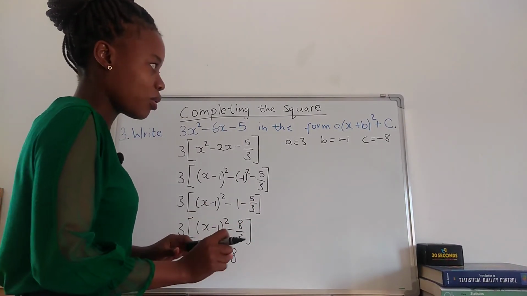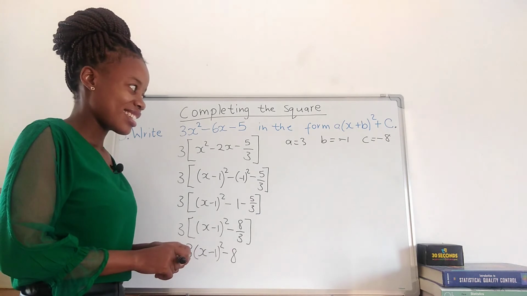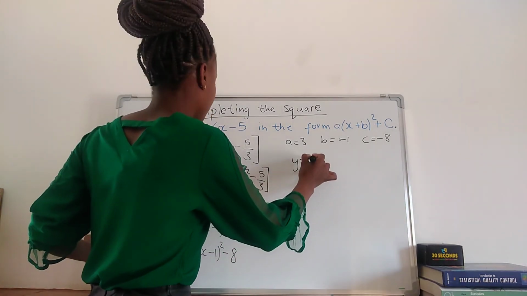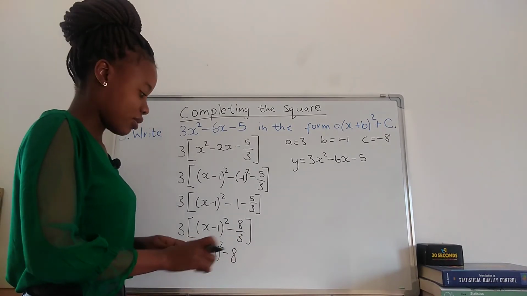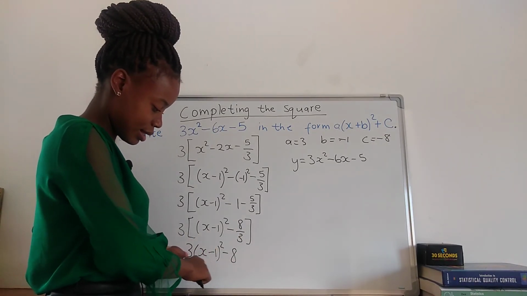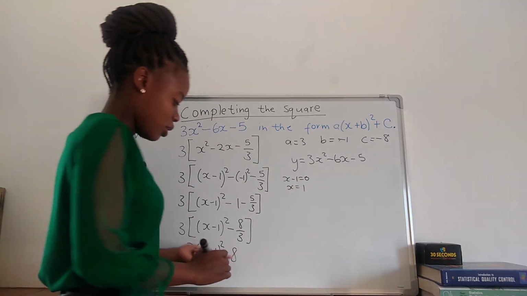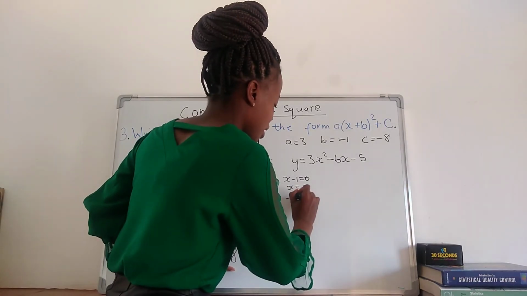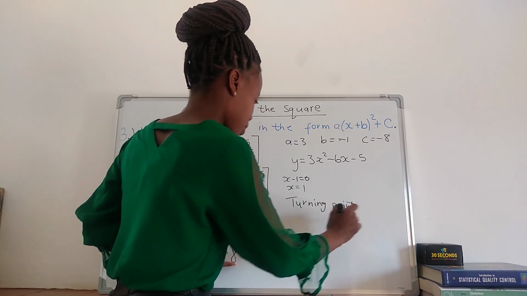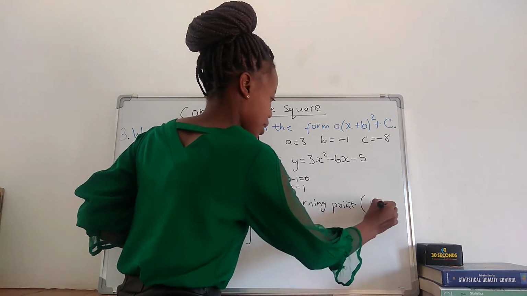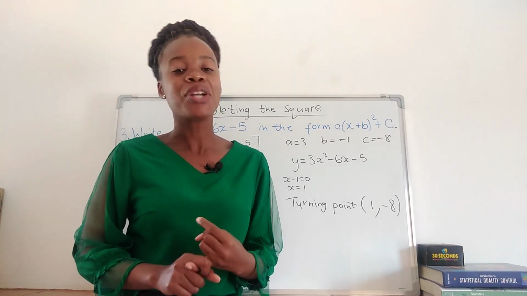Okay, now what if they ask you to find the turning point of this curve, 3x squared minus 6x minus 5, the turning point of this curve? You just equate this inside the bracket to 0. So we are going to have x minus 1 equals 0. Your x is 1, and your y is this one, negative 8. So the turning point of this curve or this graph is (1, negative 8).